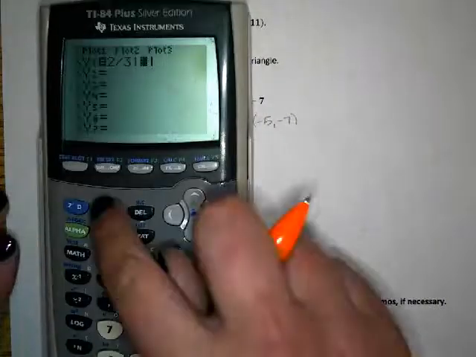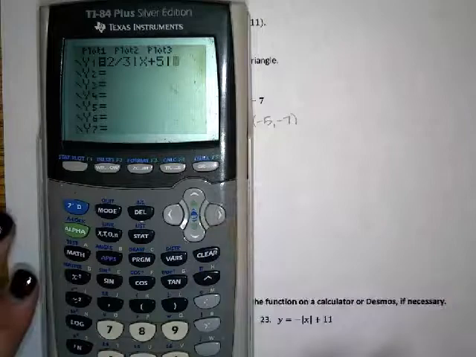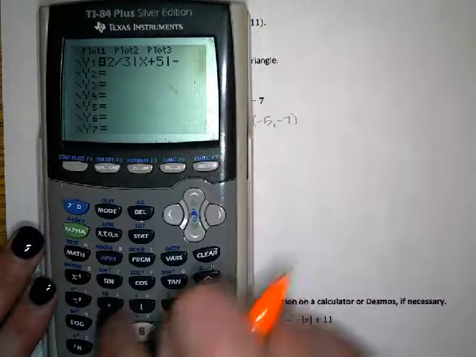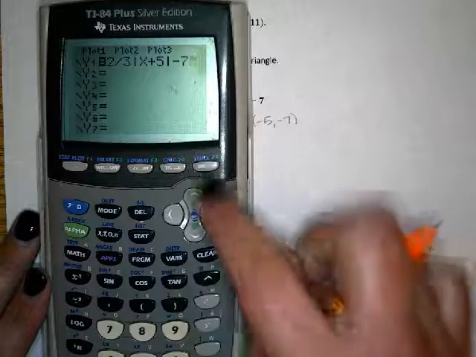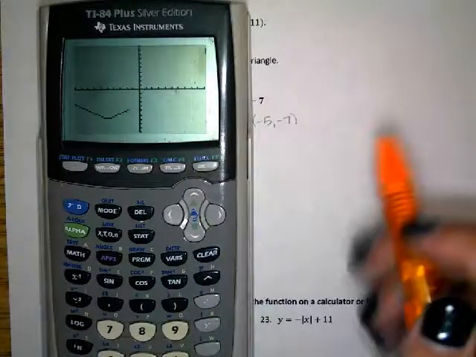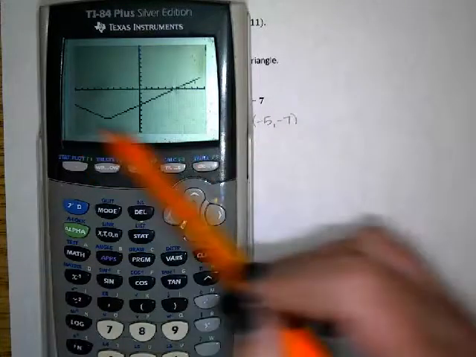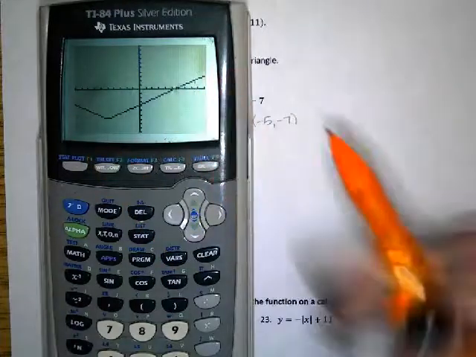X plus 5 with a -7 on the end. Okay, so there's our graph. I'm not going to graph it from this. That would be terribly inaccurate.